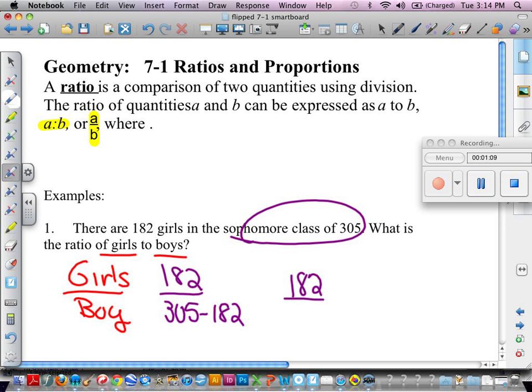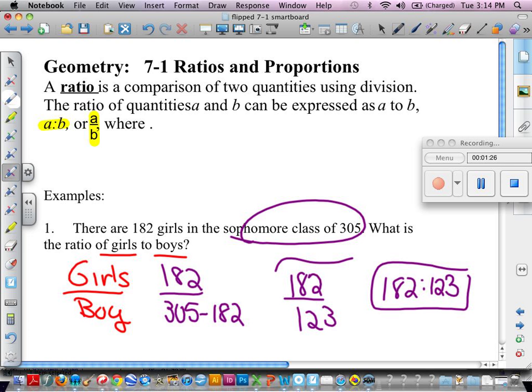My fraction is 182 over 123. Can that be reduced? No, it can't. So you can leave that fraction the way it is, or if you want to write it, 182 colon 123. Either one of those would be great.